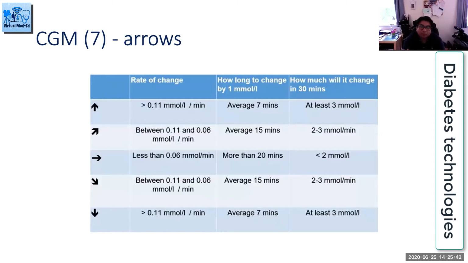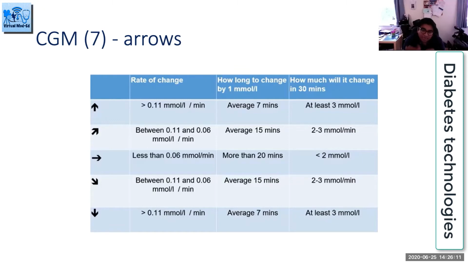If it's diagonally pointing upwards because of a slow change, then that 1 millimole change would take probably over a period of 15 minutes. Over half an hour, you would expect a change of somewhere between 2 to 3 millimoles. And then if it's coasting, there's still some change, but on a much longer period and smaller margin of change. And then you just mirror that for the downward trend, and the numbers are almost similar in terms of time and millimole change.